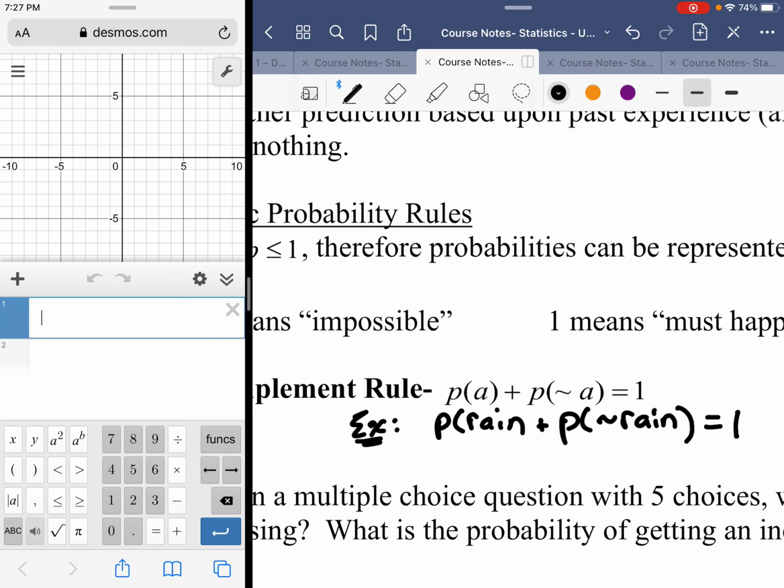That's reasonable. Probability that it will rain plus the probability it will not rain is equal to 1. All right? So if I tell you there's a 30% chance of rain, then I'm telling you that there's a 70% chance that it's not going to rain.